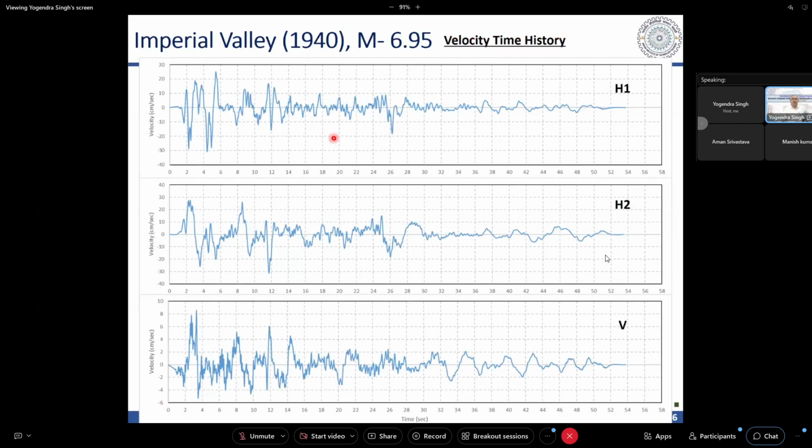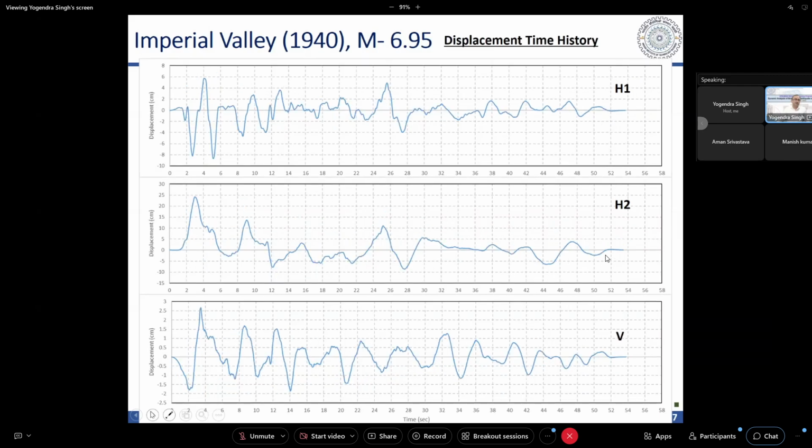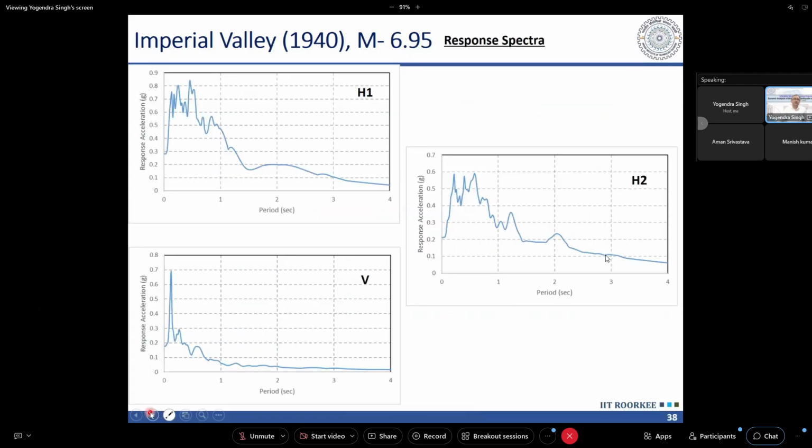Okay, the same is true for velocity. If we look at the velocity records, these are the typical velocity records of the same ground motion, and you can see the same is applicable here also, as well as in displacement. All these parameters are uncorrelated. But if we look at the response spectrum, those are also different.